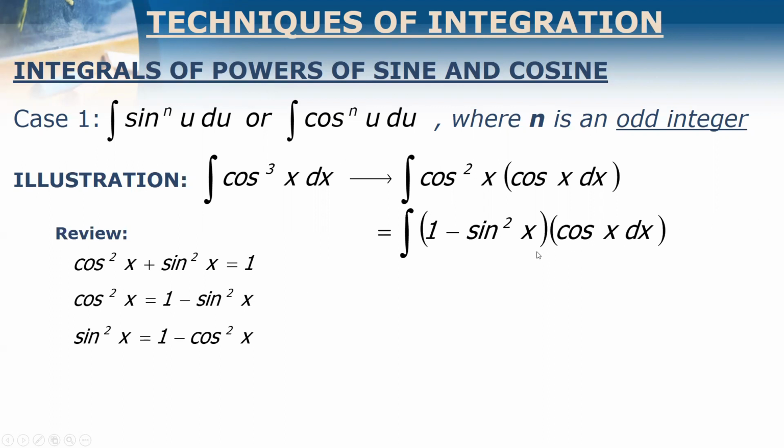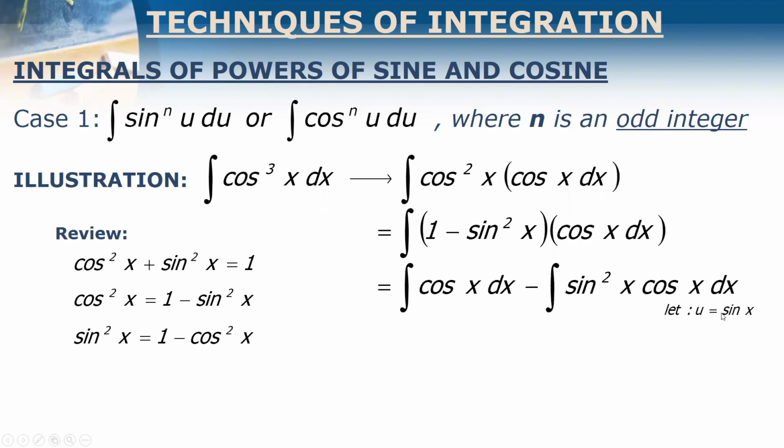So after this, expand, distribute the cosine x dx, and you will have these two terms. Okay. This is a basic formula, basic form, the integral of cosine x. So, derivative technique. So, cosine x dx will be part of du. Therefore, our u must be sine x. So, let u equal sine x, du equals cosine x dx.